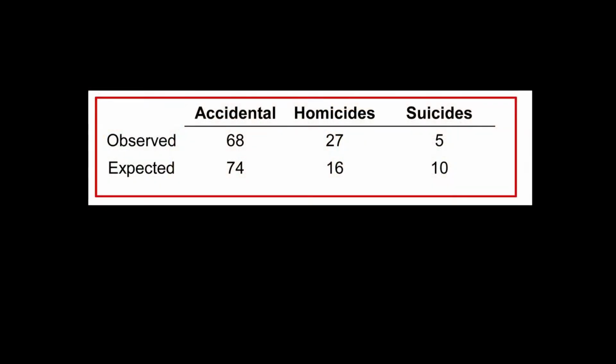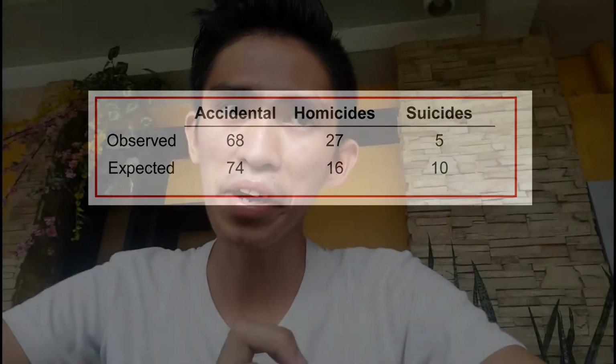Then based on the table again, makita nga to ang ilang observation and expectation. Then in step 2, find the critical value. To solve the chi-square test based on my topic, it's about firearm deaths.